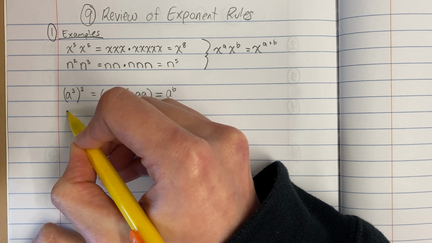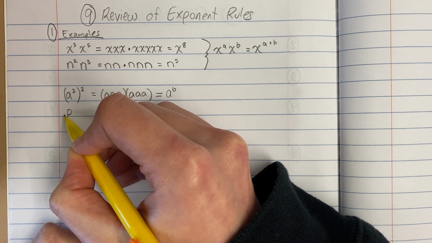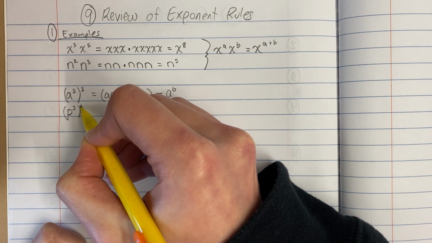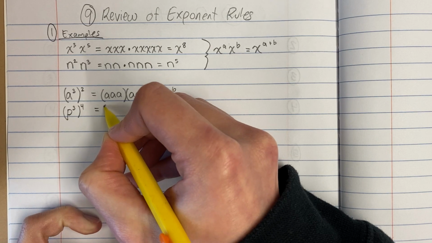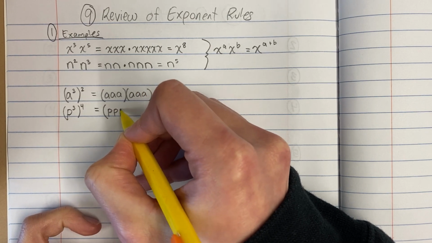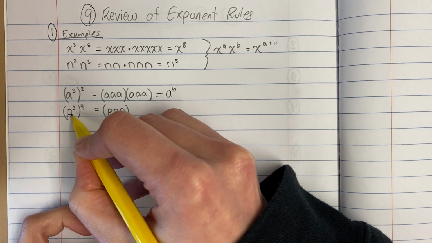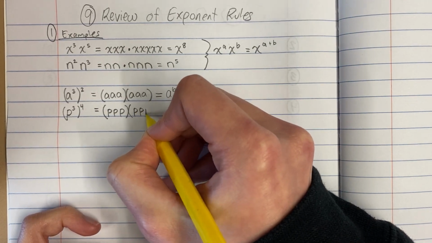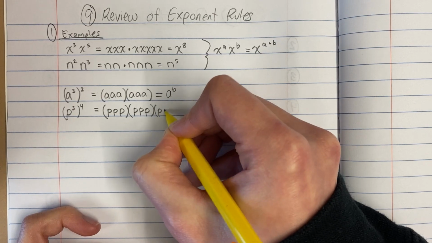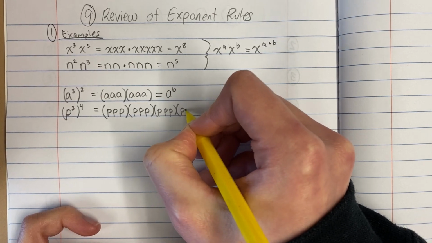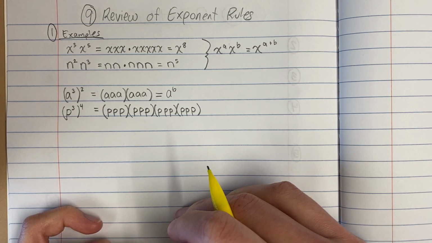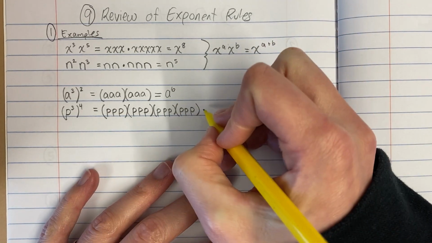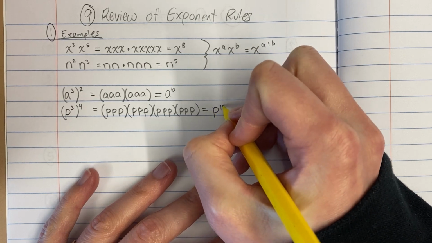What if I have something like this? Let's do p to the 3rd to the 4th power. What does this mean? Inside the parentheses, again, I have something to the 3rd, so I have 3 p's, right? I could have put something different there. I could have put a 2 or a 5 or whatever, but it doesn't matter. Now, if I have p to the 3rd to the 4th power, that means I'm taking this set of parentheses and multiplying by itself 4 times. So how many p's are here? Well, there's 3 p's 4 times. So that's p to the 12th.